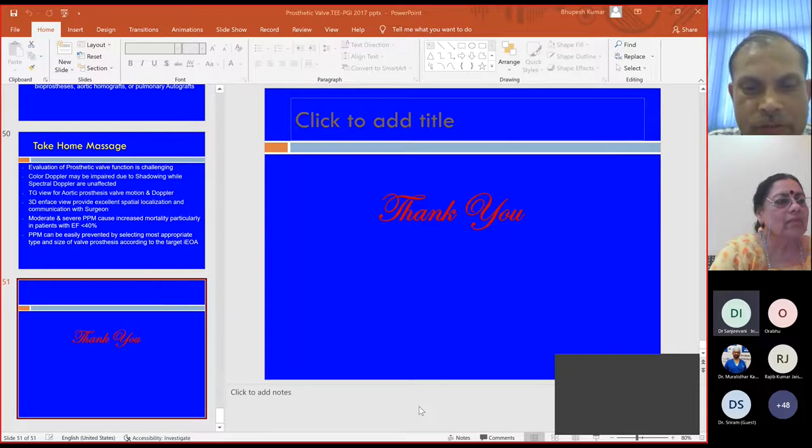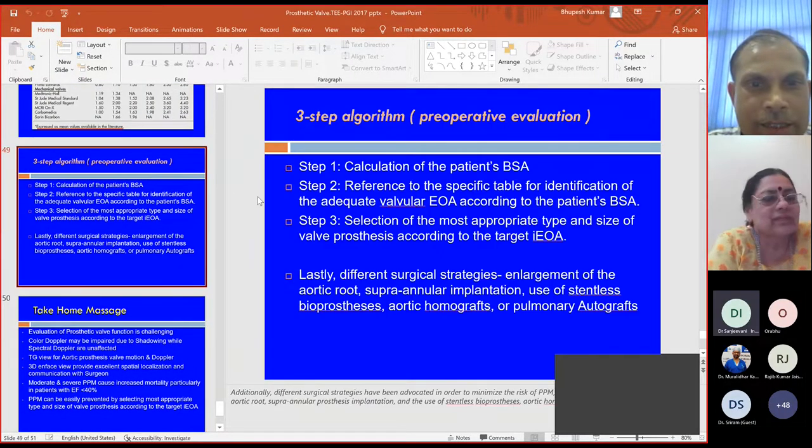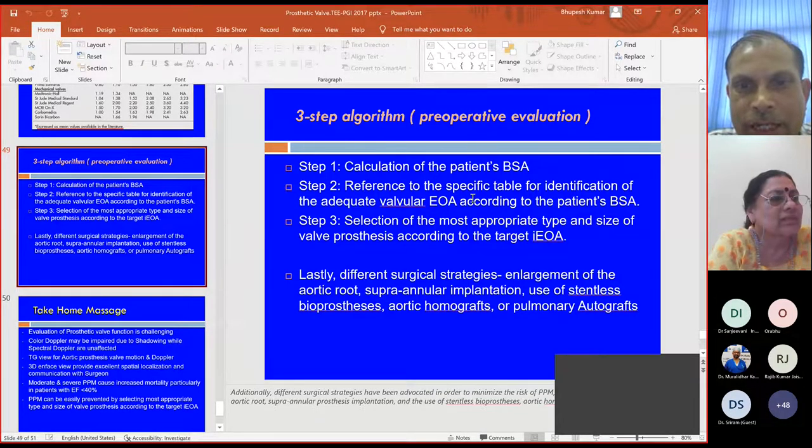Another question, I don't know whether you have covered it because I wasn't there for a short while. How would you prevent PPM? Because it must be prevented rather than repented later. First, we need to know the body surface area of the patient. Then we need to know how much effective orifice area is needed for that. Then we can select the type and size of valve from the available chart. If that valve is implanted, this should prevent patient prosthesis mismatch. If it is not feasible to implant that size and type of valve, other surgical methods like aortic root enlargement and supra-annular enlargement can be tried.